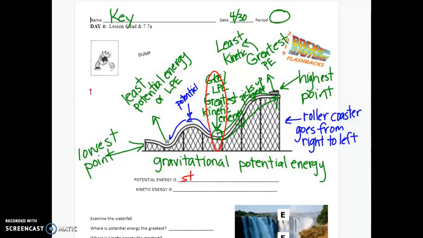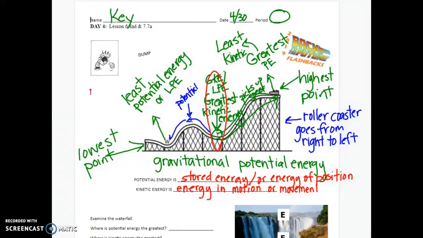All right, let's do some definitions. Potential energy is stored energy. Like if you pull a rubber band and hold it, or if you raise something up and put it up high off the ground, you have that stored energy of position. And kinetic energy is energy in motion. We said earlier, the faster an object is moving, the more kinetic energy it has. The more motion it has, the more kinetic energy it has. So a pot of boiling water, the molecules are going to be moving very fast, which means they're going to have a greater kinetic energy.